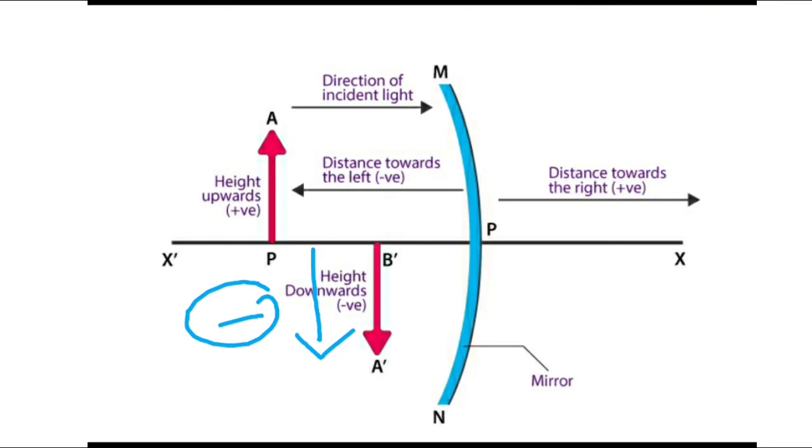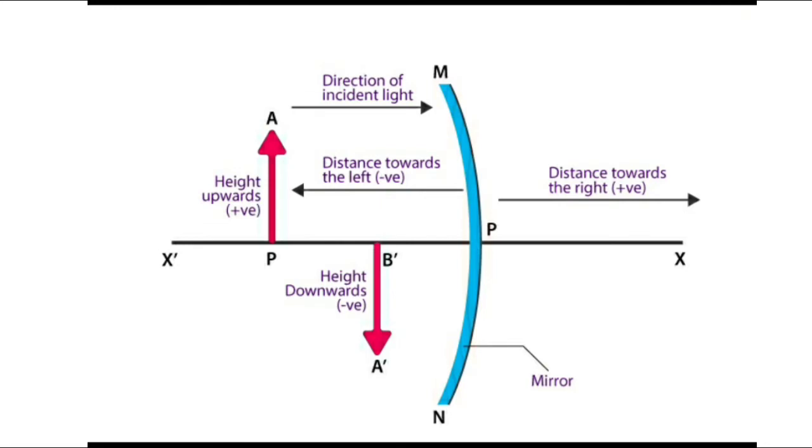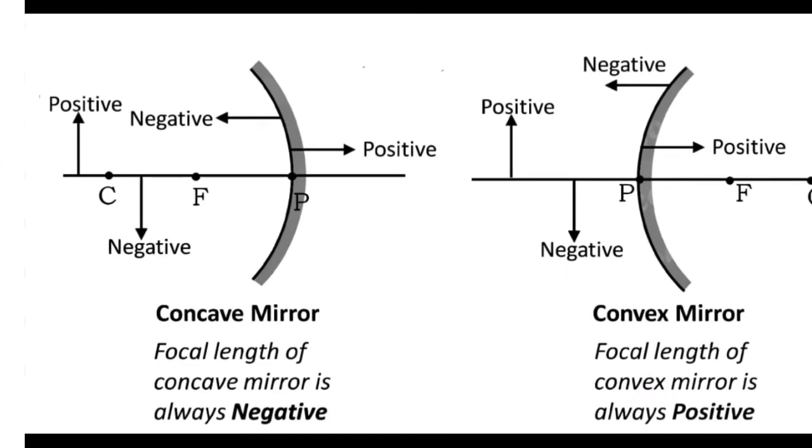That means HO will be positive, HI will be negative. Okay, and here we can compare these two values, the sign convention in case of concave and convex mirror. Let's see if we compare these two values according to the sign convention.